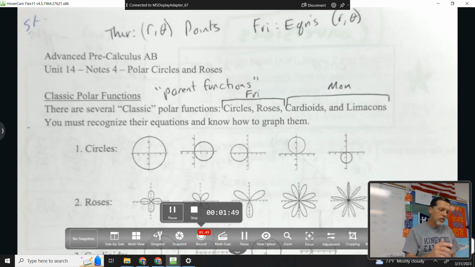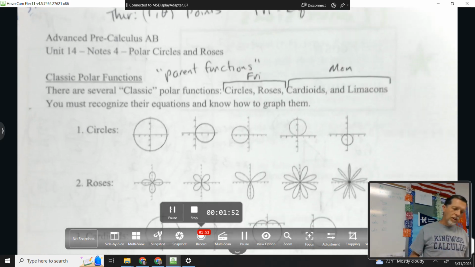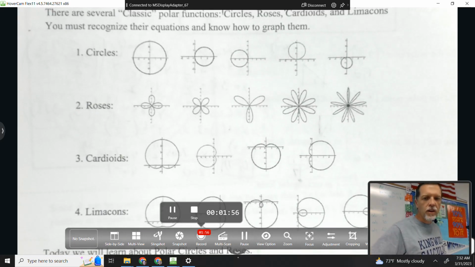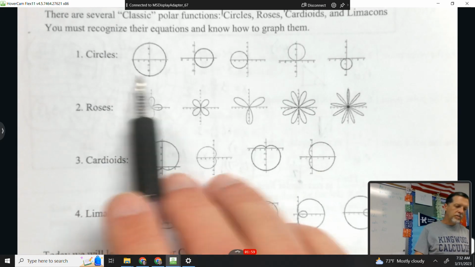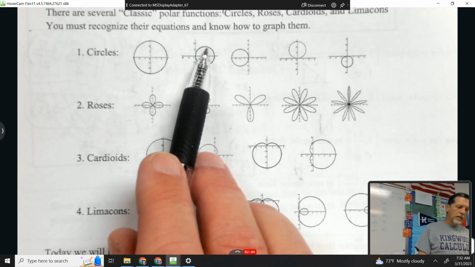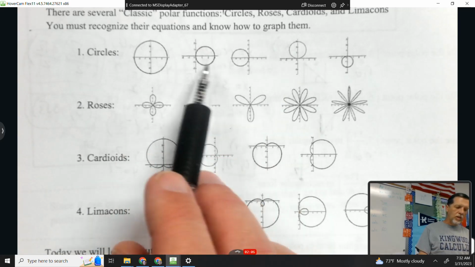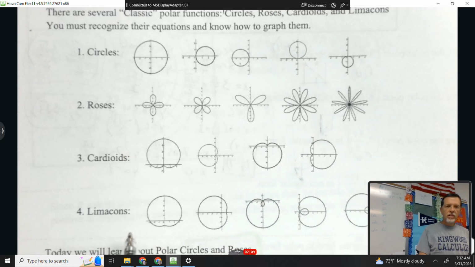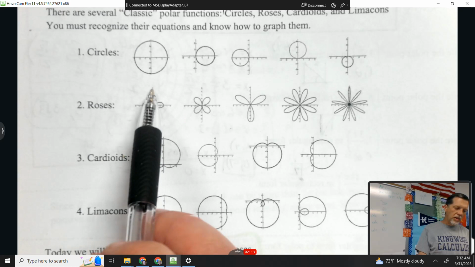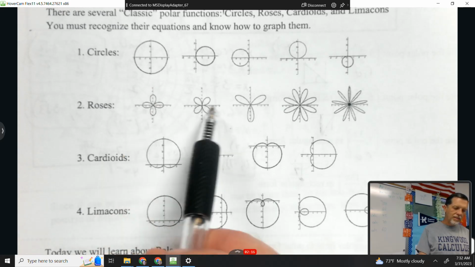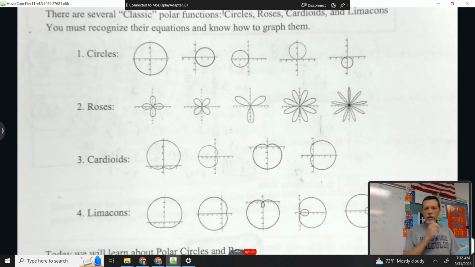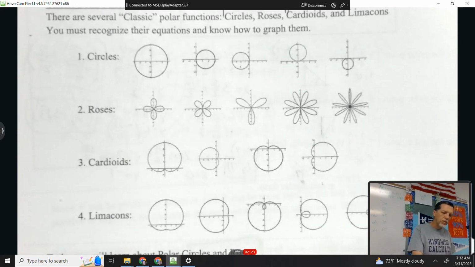Today is circles and roses, and so just a big picture overview. There's pictures of all of them right there. Obviously, you know what a circle is. But it might be centered at the origin, or the edge might be on the origin, and it could be left or right, up or down. Roses, sometimes their petals are on the x-axis, and sometimes they're not. Cardioids, those look a little bit weird. We'll talk about those when we get there.